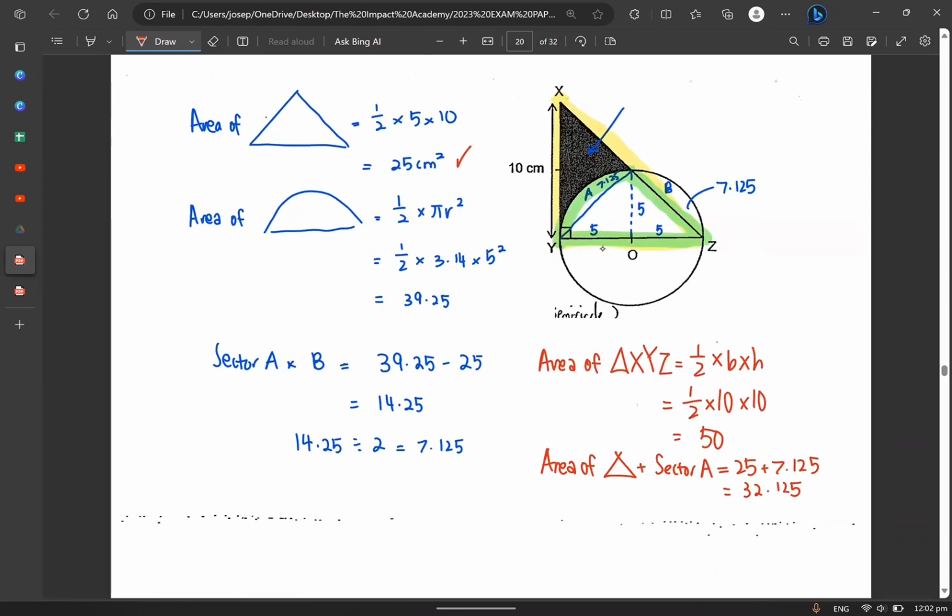Okay, so how am I going to find the area of the shaded part? So we write down area of shaded part will then be 50 minus 32.125. Okay, so 50 minus 32.125, and therefore my answer for this question has to be 17.875 centimeter square.